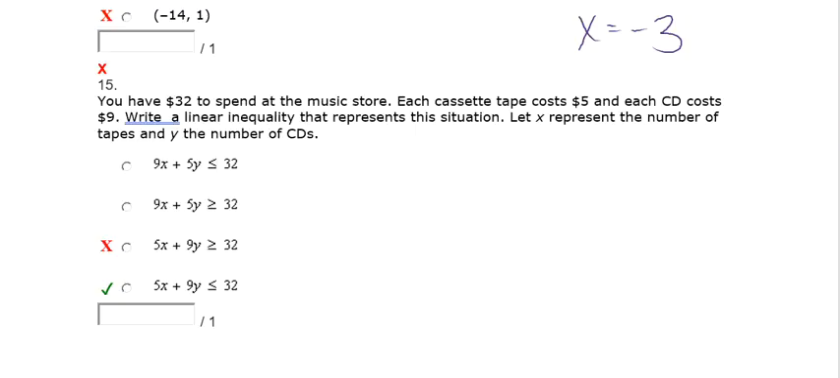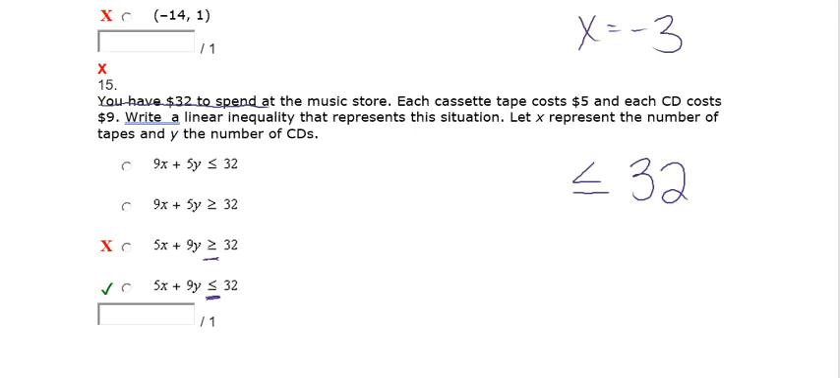Write a linear inequality that represents this situation. Let x represent the number of tapes and y the number of CDs. So the big thing here is that you have $32 to spend. So right away, whatever we do on the left-hand side has to be less than or equal to 32. We can't go over $32 because that's all we have. And it looks like that was the difference for you, the inequality, the correct one versus the one you chose.